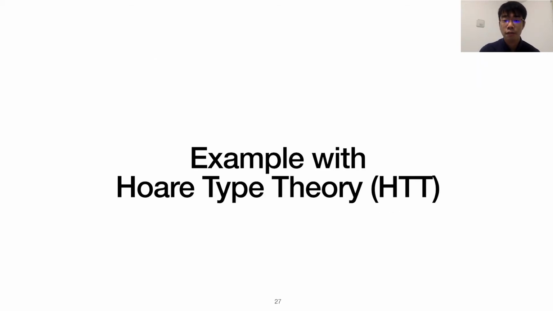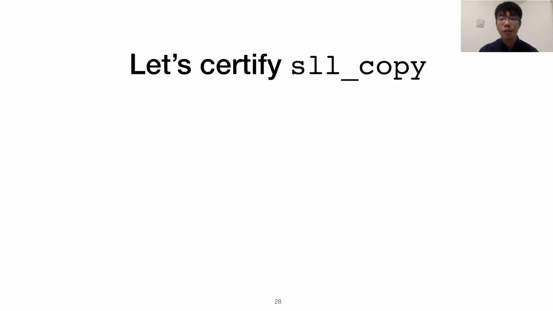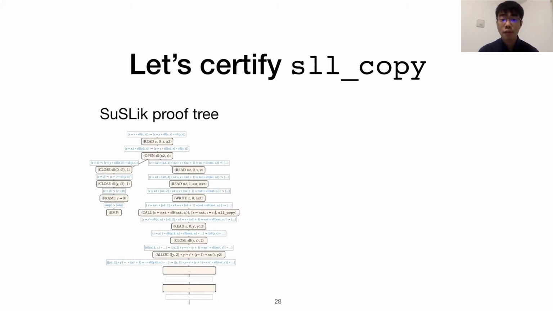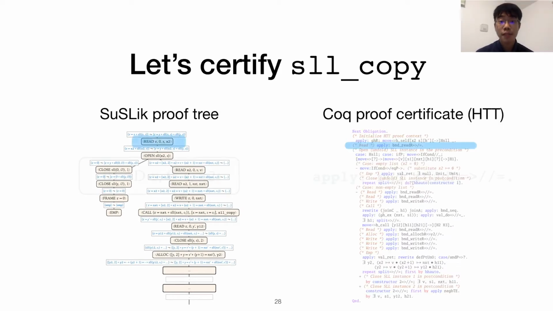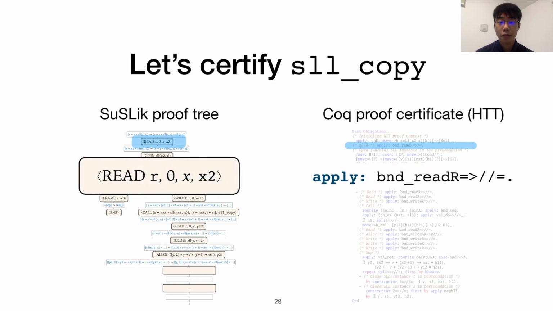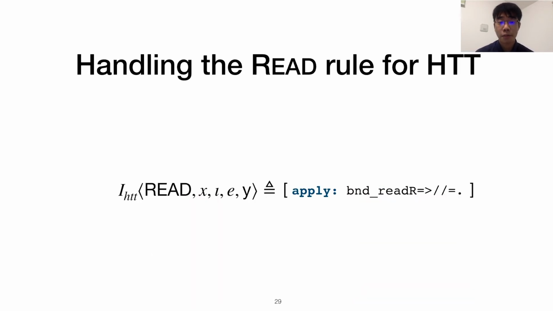Using the instantiation for Hoare type theory, I'll now show how these features help our evaluator certify the list copying example. On the left is part of the synthesis proof tree, with the rest of the tree truncated at the bottom, and on the right is an HTT proof certificate. Some steps are easy to translate, like this read rule of SSL and its HTT counterpart. So, our proof step interpreter just needs to map the rule to HTT's bind read R lemma.